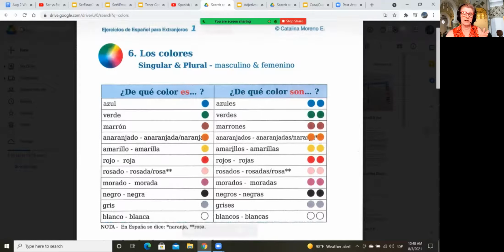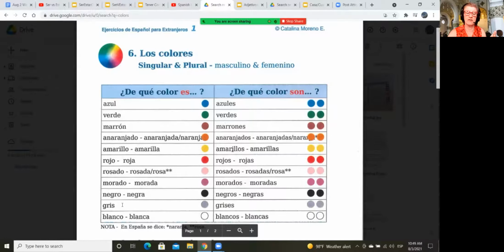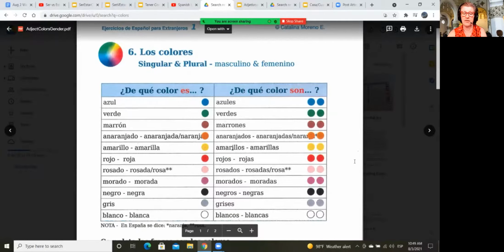But here are some words that end in O. Anaranjado, amarillo, rojo, rosado, morado, negro. They have feminine forms. So if the thing you're talking about is feminine, it would be negra, morada, rosada, rosa, amarilla, anaranjada. And then we'll get corresponding masculine or feminine forms, but with an S at the end to make them plural, right? Blanco, blanca, blancos, and blancas. And gris is the last one they have there. Gris, gray. Gris does not end in an O, and therefore it's the same for masculine or feminine thing, grises, okay?